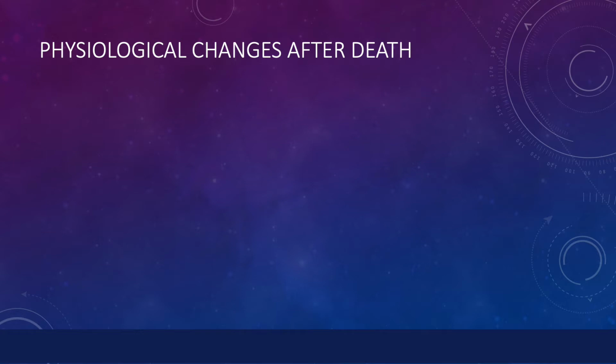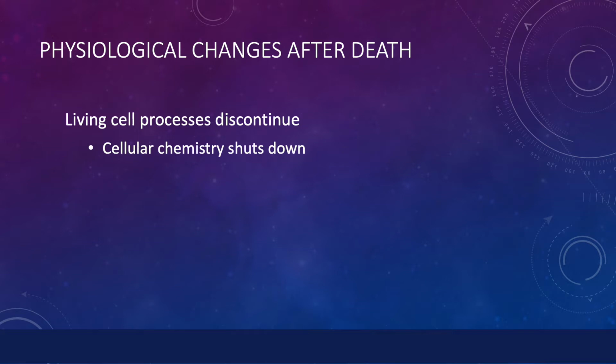So what happens when a human being dies? Well, a lot of things happen, but in essence, living cell processes discontinue. And what that means is that the chemistry that goes on in cells is gradually going to shut down. Once that chemistry shuts down, there is nothing to keep the body warm, so the body cools during that time. We know that this is a first-order process, but as we'll see, there are some limitations to this process.